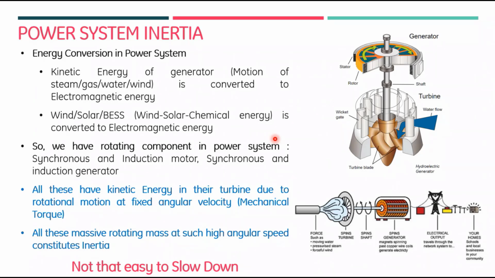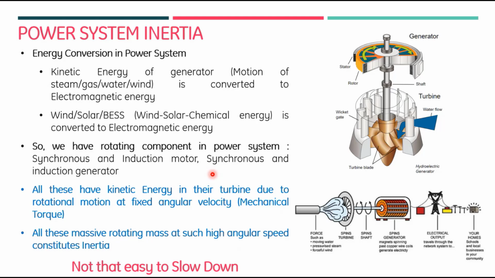So now we know, from the first point, that we have rotating components in the power system. They have angular velocity, and they are synchronized. What are the rotating components that we have? Synchronous generators, induction motors, synchronous and induction generators. So these kinds of equipment are in the power system, synchronized with the system, and running at some constant speed, or constant angular velocity, we say. And all these have kinetic energy in the form of their turbine due to the rotational motion at a certain fixed speed. So we have various large masses in the power system running at constant angular speed.